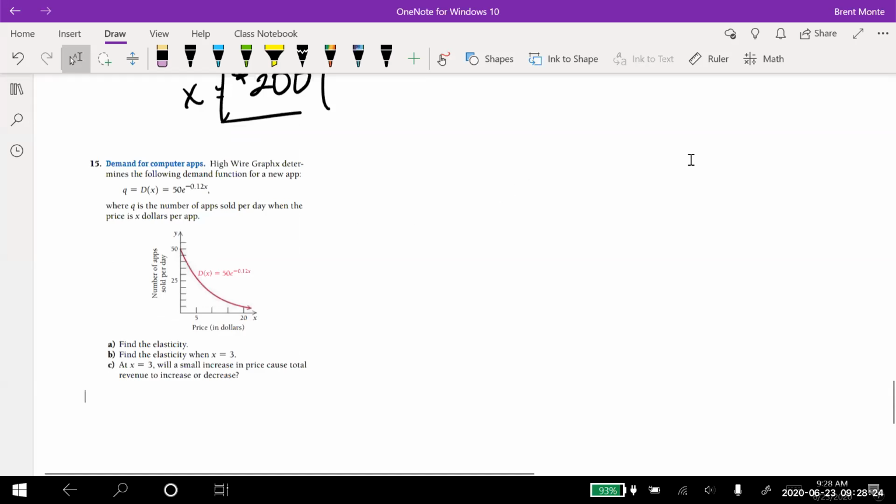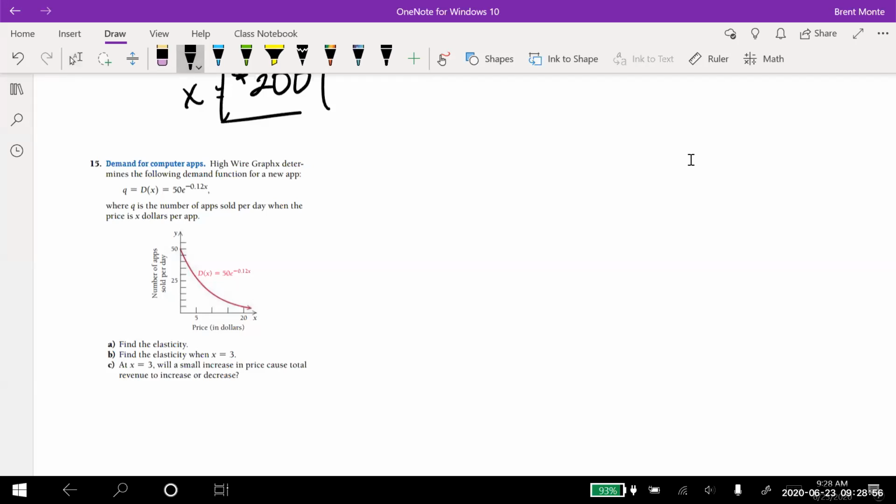All right, so demand for computer apps. Highwire Graphics determines the following demand function for a new app. They give us the function, it's an exponential function, where Q is the number of apps sold per day when the price is X dollars per app. They give us a graph of it. Find the elasticity when X is 3, and then at $3, will a small increase in price cause total revenue to increase or decrease? Good question.